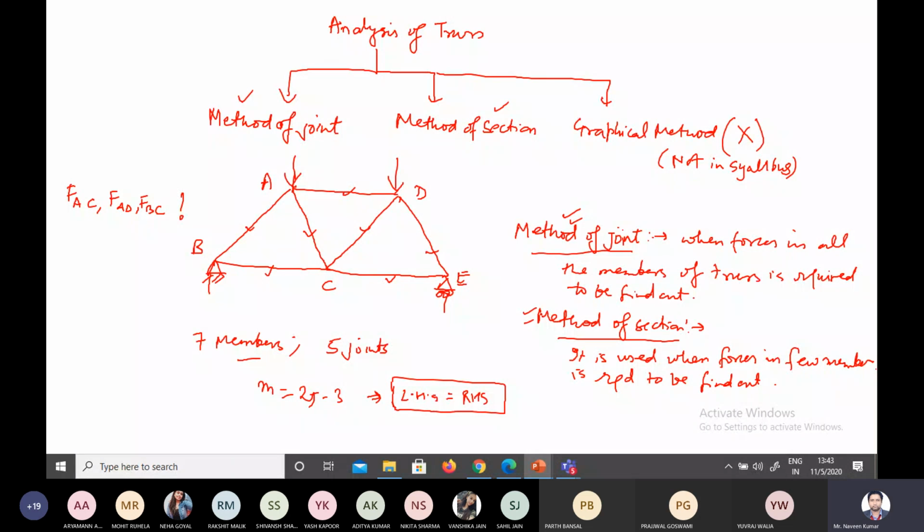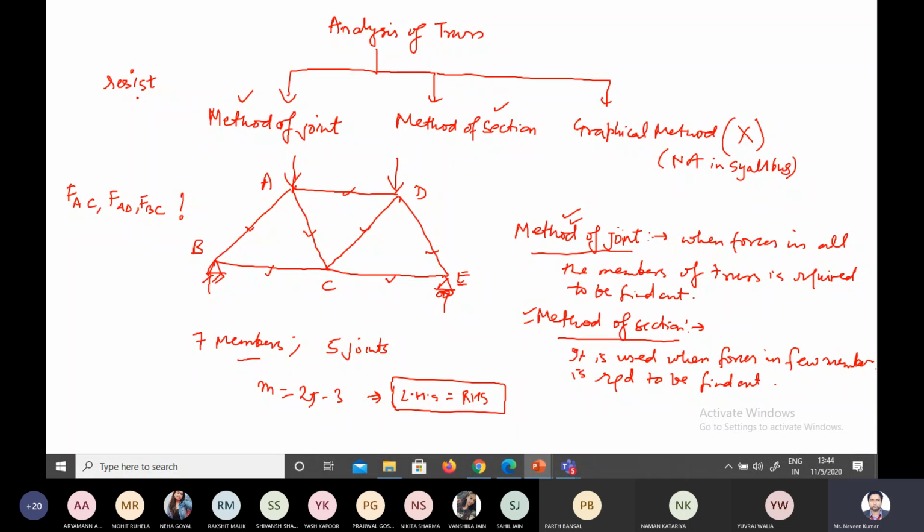It is an assemblage of number of members that can resist the geometrical distortion under any applied system of loading. If you want any spelling checked, I can write it on the board. Spelling of this is very simple.